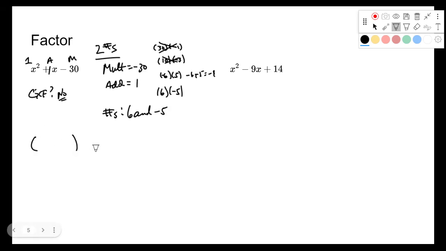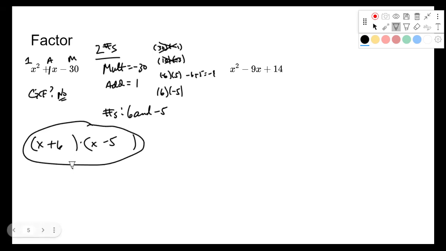So now I'm going to factor this. I got my 2 sets of parentheses. I'm going to split up my x squared into x and x, so when I multiply, it would give me x squared. And then I'm going to stick the numbers in. We got plus 6, we got minus 5. And that's the correct answer.